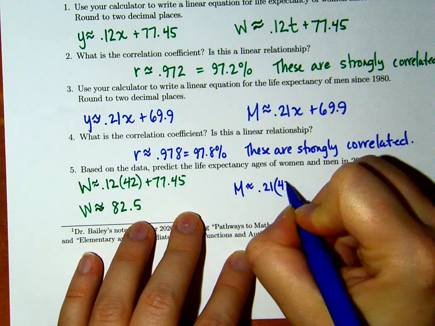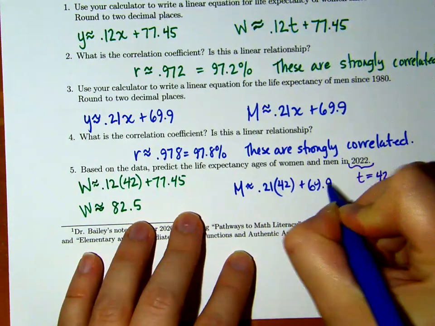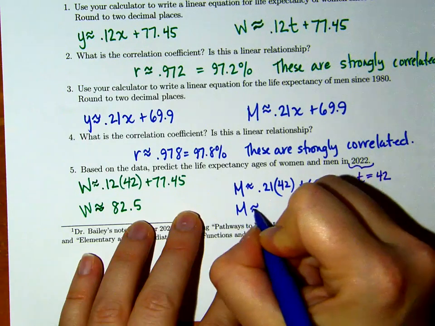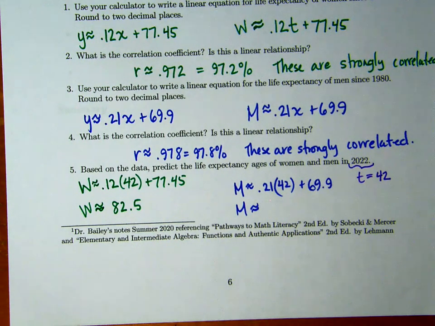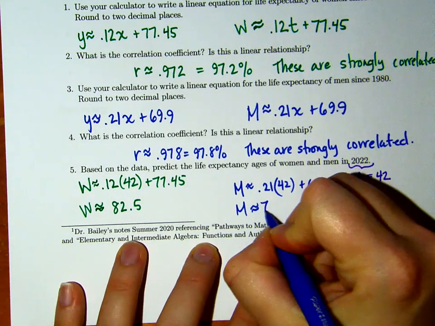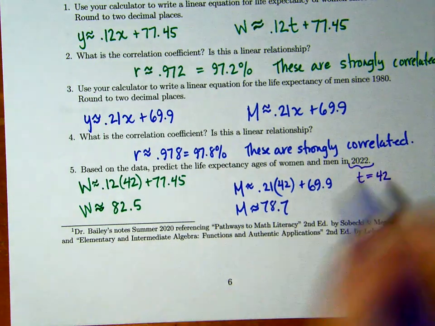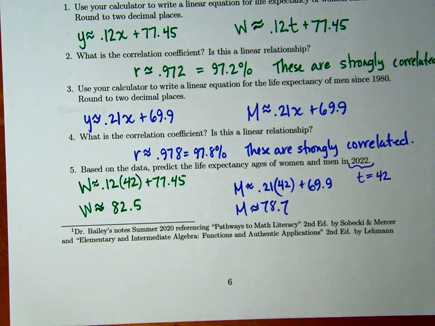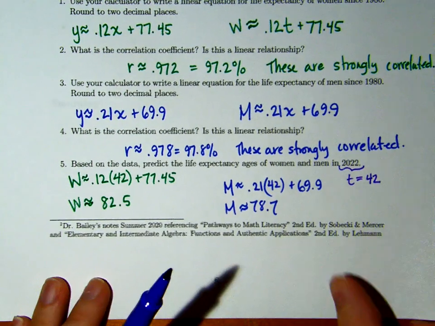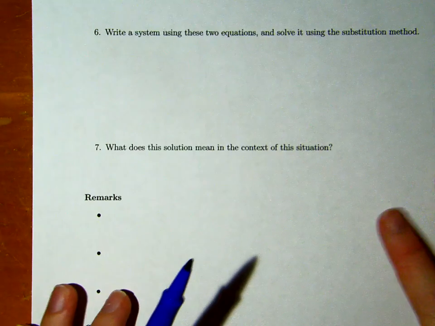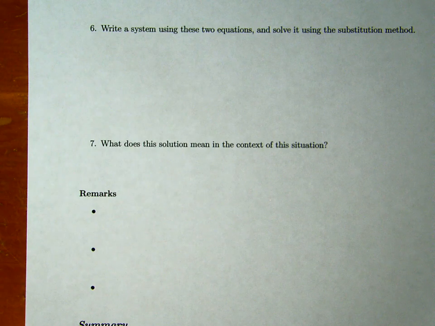0.21 times 42 plus 69.9. The men's average life expectancy, 0.21 times 42 plus 69.9. In my calculator, 78.7. Okay, years old in 2022. Now, write a system using these two equations and solve it using the substitution method.